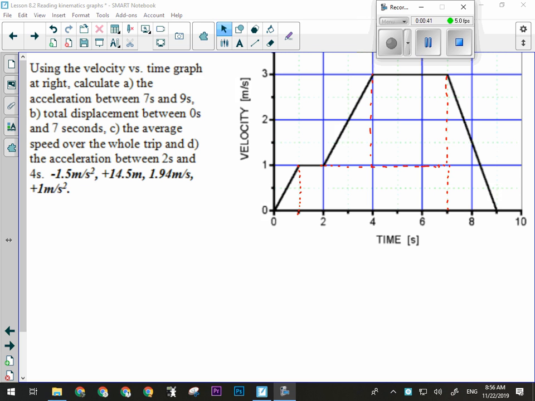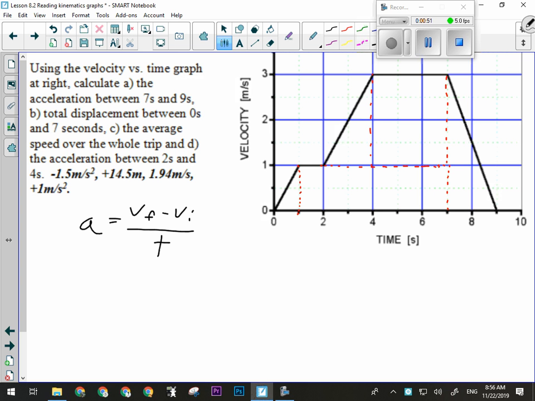Okay, so let's have a look at part A for this one first. We want to calculate acceleration. Remember that the formula for acceleration is the change in velocity, Vf minus Vi, over t. So between 7 and 9 seconds, we know the time is 2 seconds. Then we'll just look up what our Vf and Vi are.